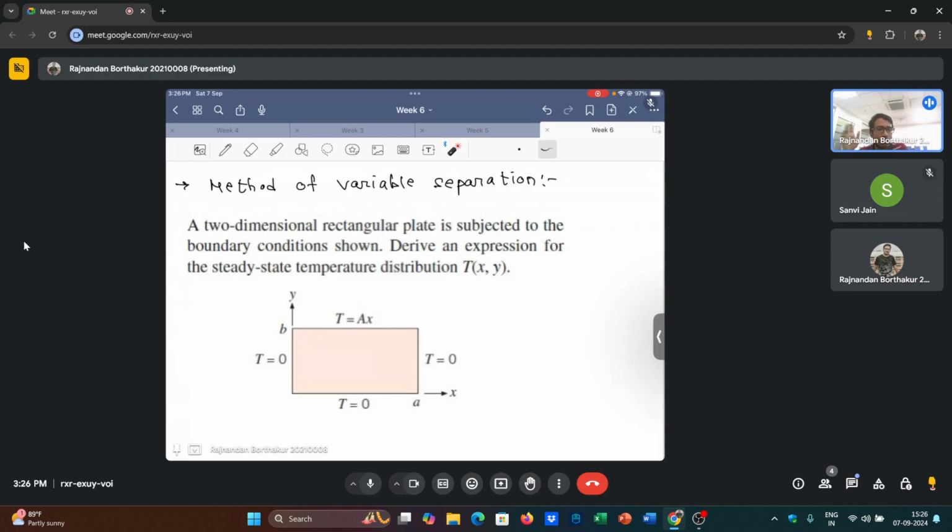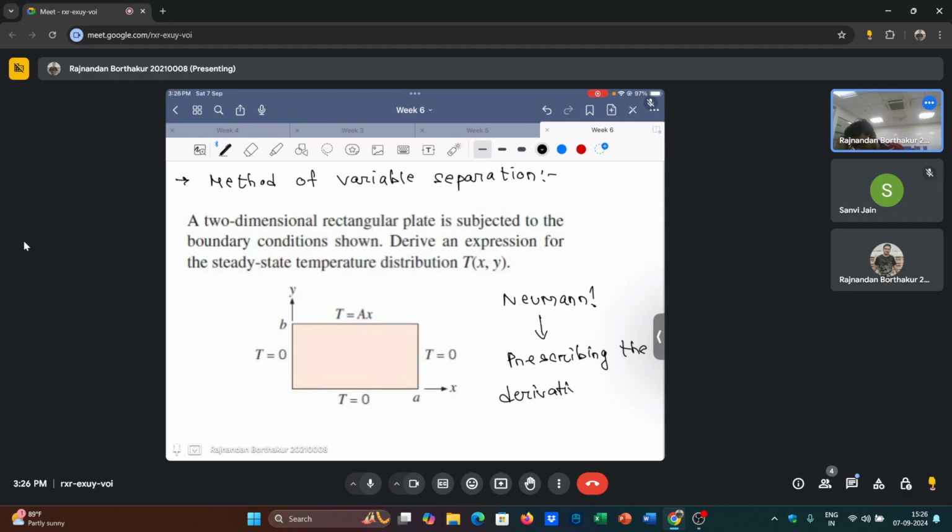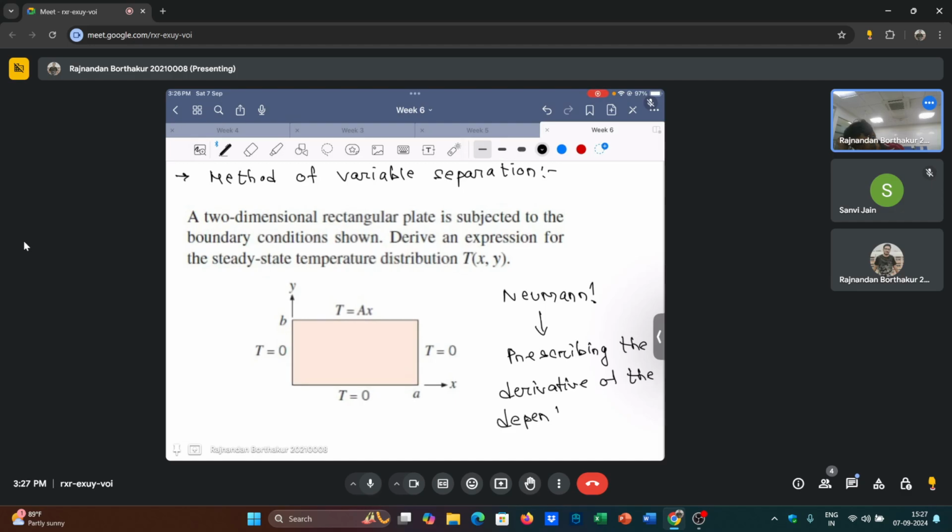Just as the earlier boundary condition, where I specified the temperature, is known as the Dirichlet boundary condition, the boundary conditions where I now prescribe the derivative of the dependent variable are known as Neumann boundary conditions. You should remember the name. So Neumann conditions means you are prescribing the derivative of the dependent variable at the boundaries.